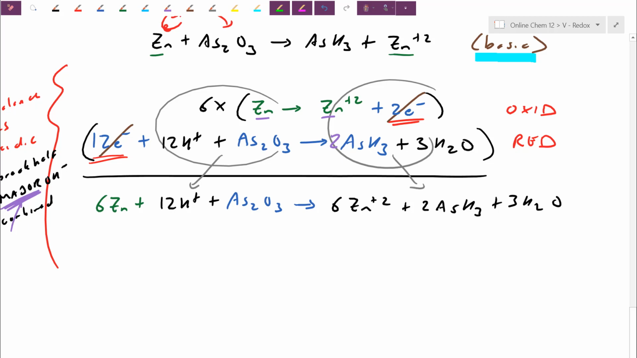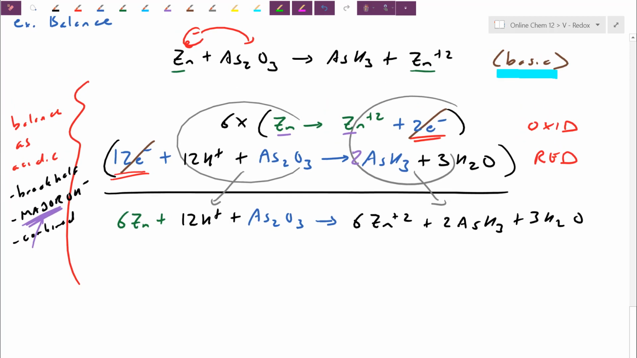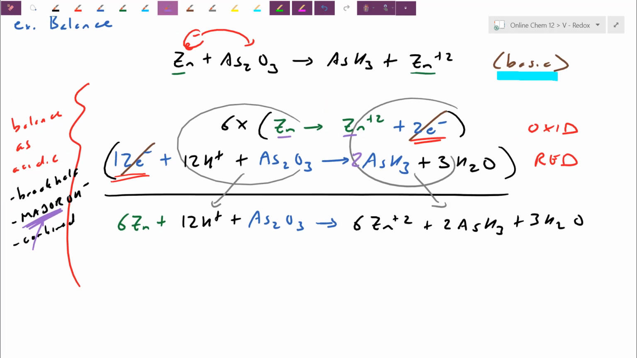Again, if you're running out of time, I would just check the charges. In total, I have every H is plus. There's 12 of them, plus 12. 6 times 2 is also plus 12. Probably we're good. And now we're going to address this last little spin-off. We've so far balanced in acidic, because this one here happens to have an excess of H+.